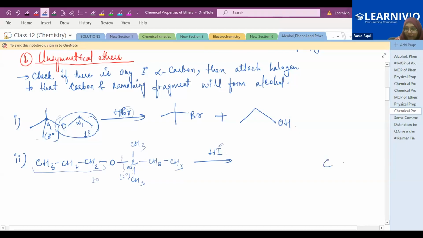So it will form CH2, CH3, CH3 over here, CH3, and to the tertiary alpha carbon you will attach the iodine. Plus, this will form haloalkane. Now this remaining fragment will form CH3, CH2, CH2. So this will form propanol.